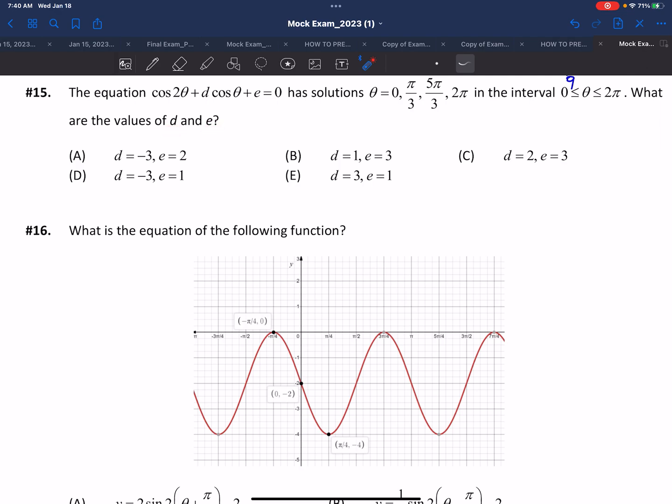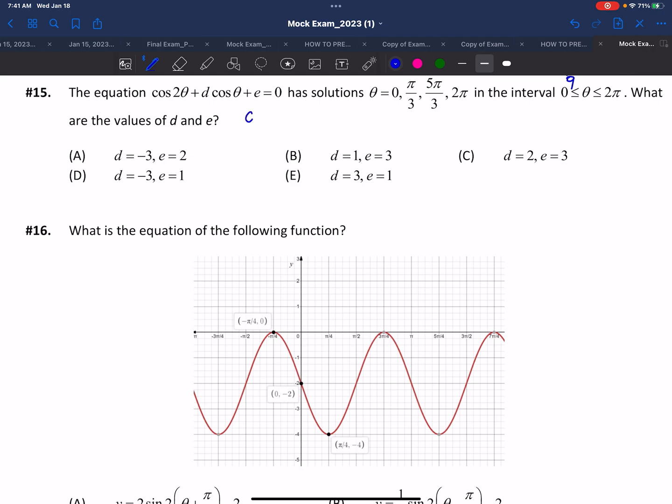In this case, the way you would approach this question is by first using the solutions to find out more about the coefficients d and e. If the solutions are at angles 0, pi over 3, 5 pi over 3, and 2 pi, it means that if you substitute theta by any one of these values, then the equation will turn true. So I'm going to start off by using the first solution, 0.